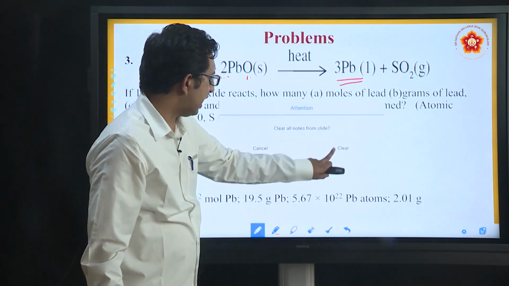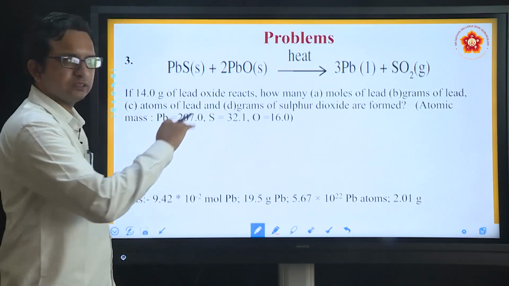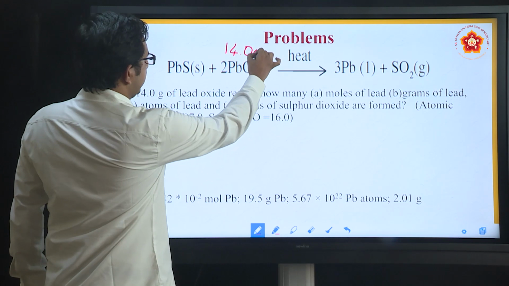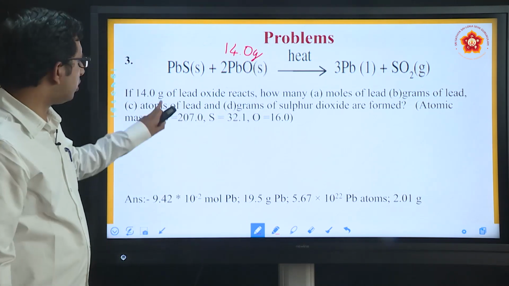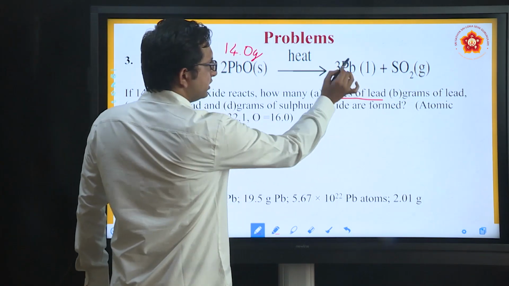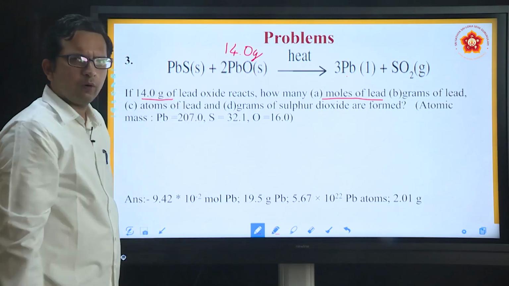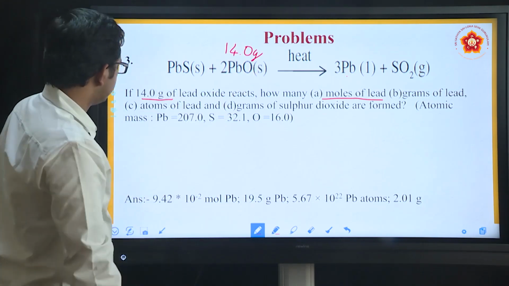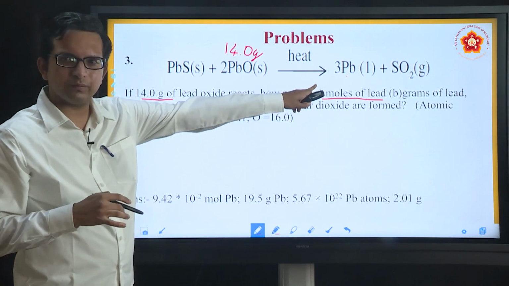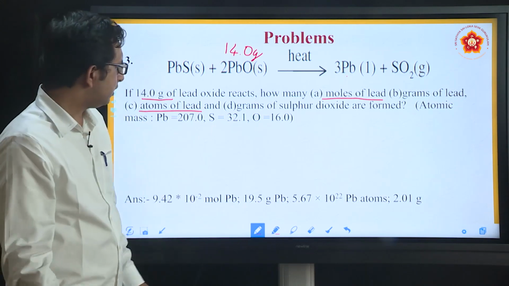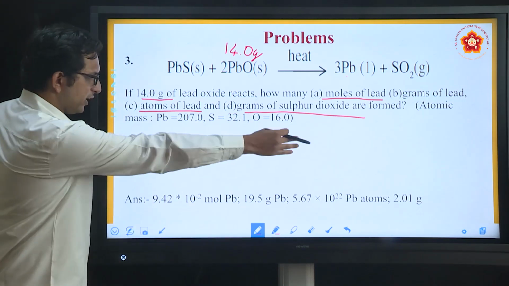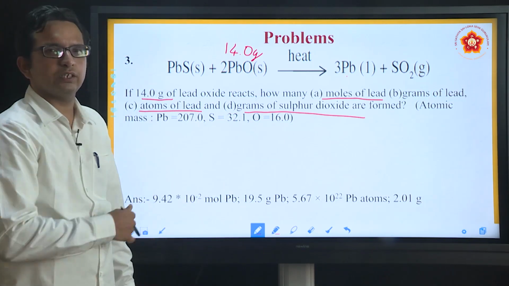Now let us go through what they have given and what they have asked. They say that 14 gram of lead oxide is taken in a particular reaction. This is the data given, and what they are asking is moles of lead. Grams of lead, how many grams of lead are obtained. Atoms of lead, which means particles, because lead is in atomic form, so 6.022 in those terms. And grams of sulfur dioxide formed. No doubt you are able to see the answers directly here, but how do you get these answers? That is the important part.